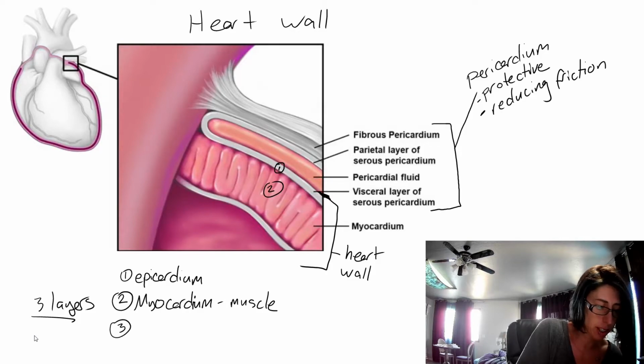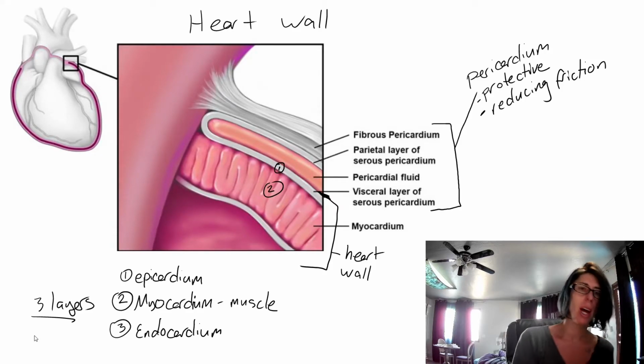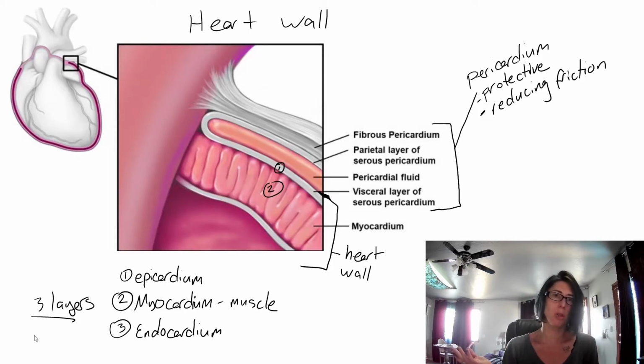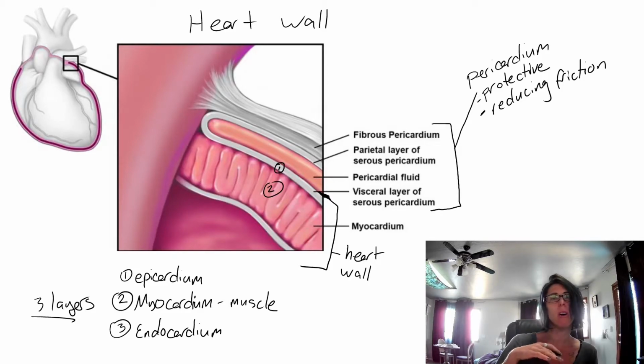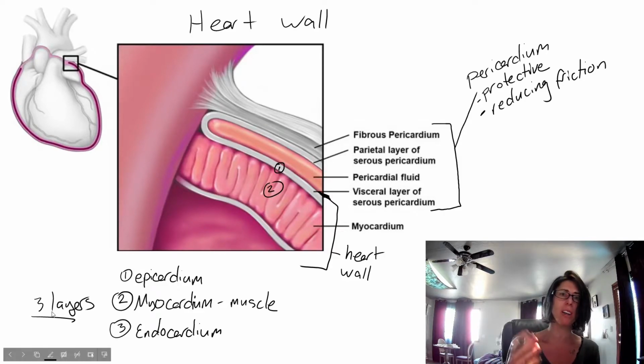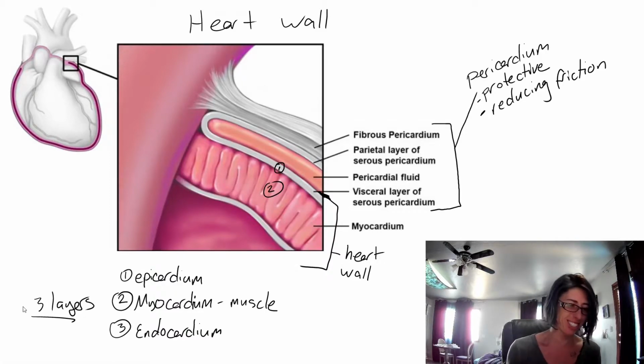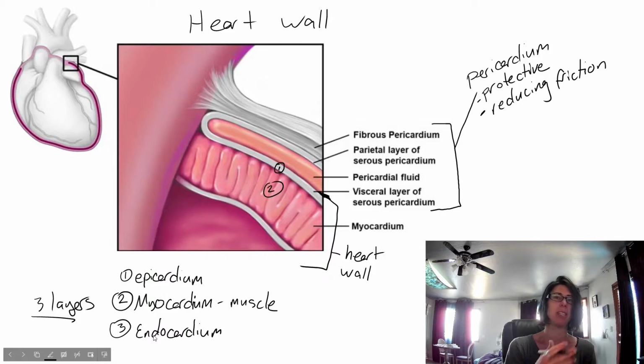Third layer is the endocardium. Endo means within, epi, superficial. Okay. So the endocardium looks very much like the epicardium. It's a simple squamous epithelium, and it lines all of the heart chambers. So the heart is actually just an enlarged blood vessel. So the heart is just fancy blood vessels. And this endocardium is continuous with the blood vessels that enter and leave it.